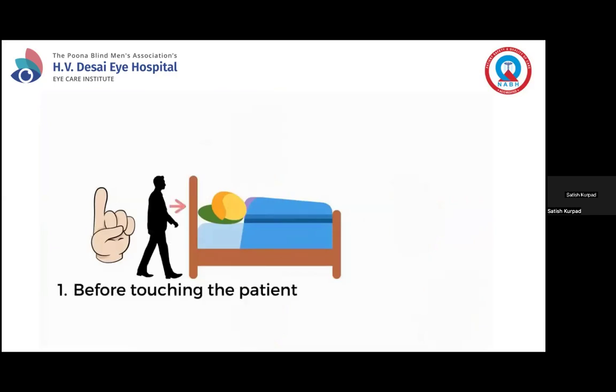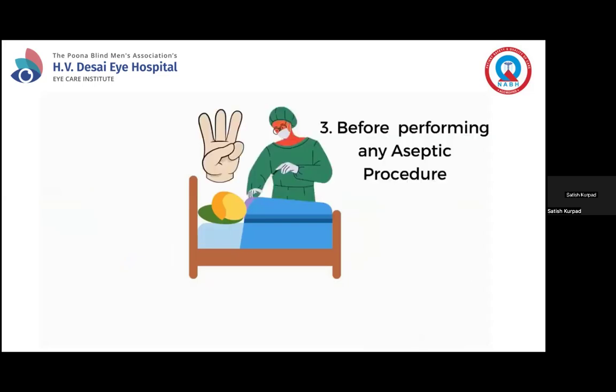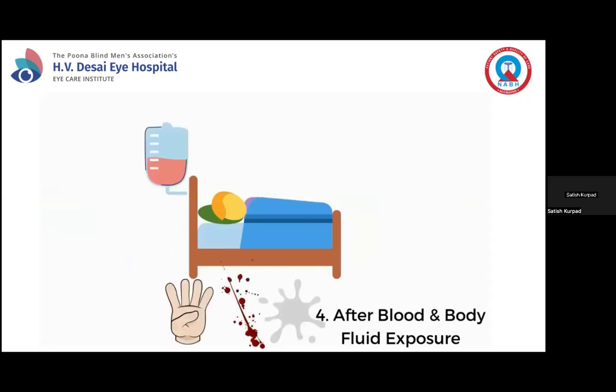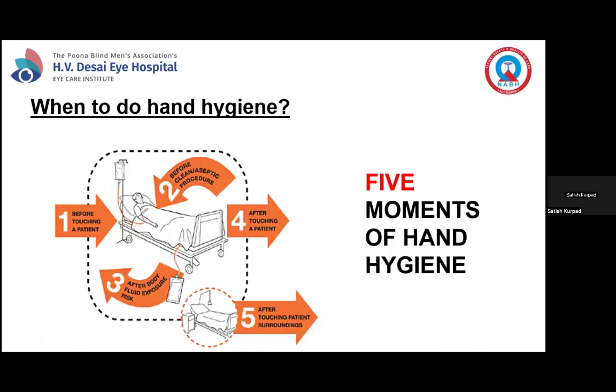First key moment is before touching the patient. Second key moment, after touching the patient. Third, before doing any aseptic procedure. Fourth, after blood and body fluid exposure. And fifth, after touching the patient's environment. These are the 5 moments of hand hygiene.